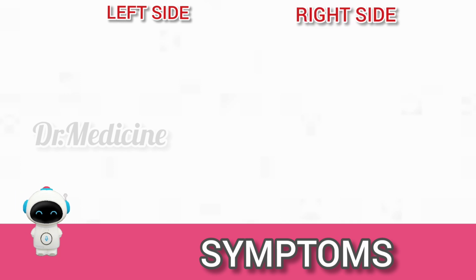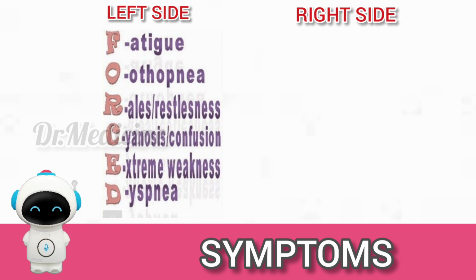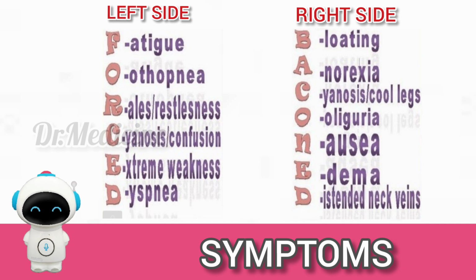Heart failure symptoms are traditionally divided into left and right-sided, recognizing that the left and right ventricles of the heart supply different portions of the circulation. However, people commonly have both sets of signs and symptoms. The symptoms of left side congestive heart failure include fatigue, orthopnea, restlessness, cyanosis, extreme weakness, dyspnea. And the symptoms of right side heart failure include bloating, anorexia, cyanosis, oliguria, nausea, edema, and distended neck veins.